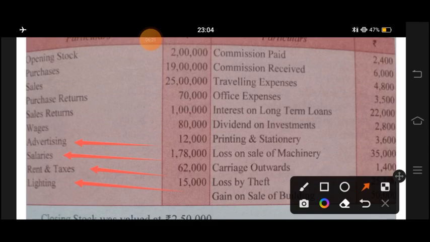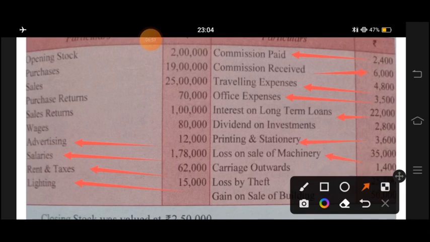Ultimately, when we talk about the commission paid, it is a kind of payment, and therefore it is an indirect expense, and it will be recorded in the debit side of profit and loss account. Similarly, when we talk about the commission received, it will be credited, and if the traveling expense is given, it will also be debited in the form of payment, office expense, interest on long-term loan, or the value of printing and stationery. These are all indirect expenses.